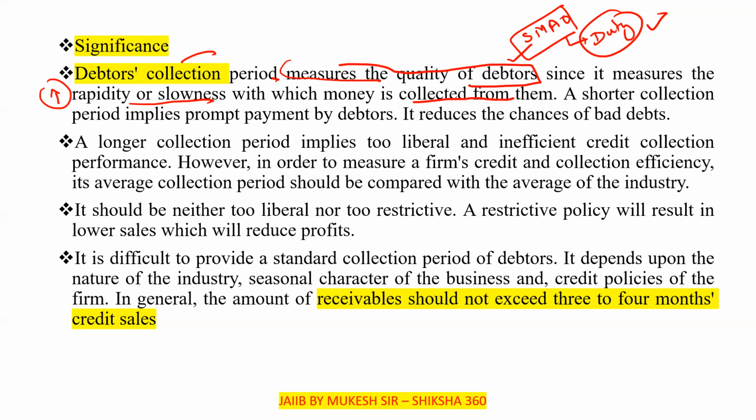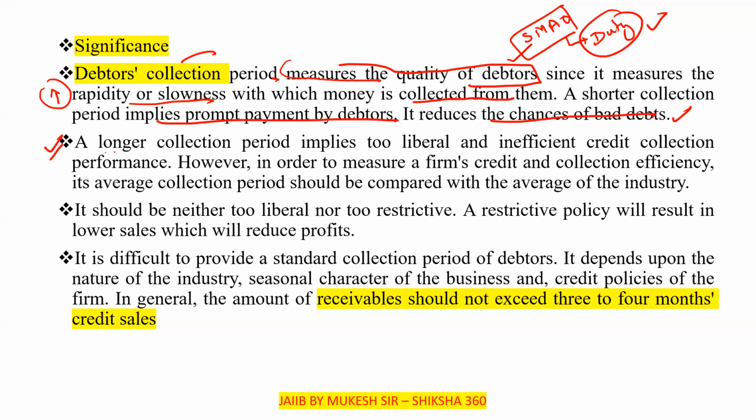Even if we know that the person has some problem, or has intentionally not paid the money, we will get to know before the time, so that we can use other ways to recover the money. That is the same thing they are saying there. A shorter collection period implies prompt payment by the debtors. It reduces the chances of bad debts.